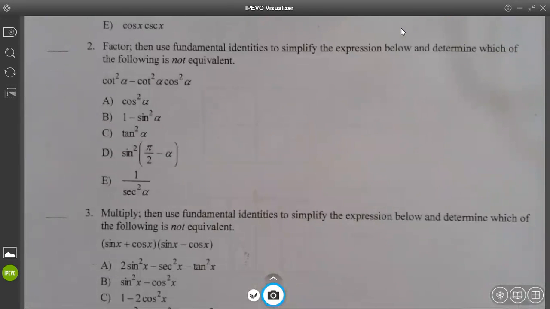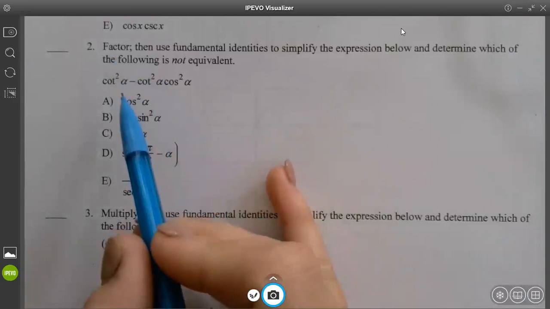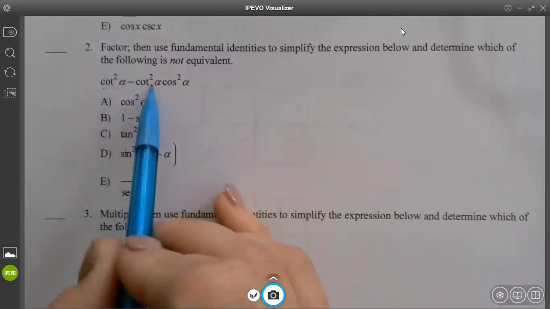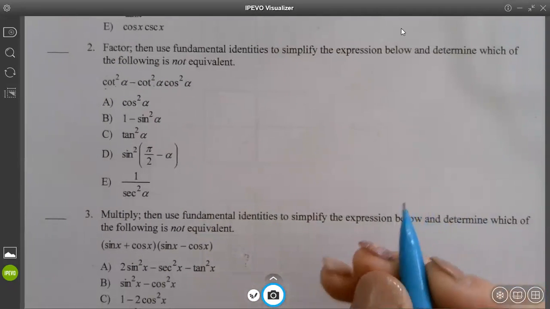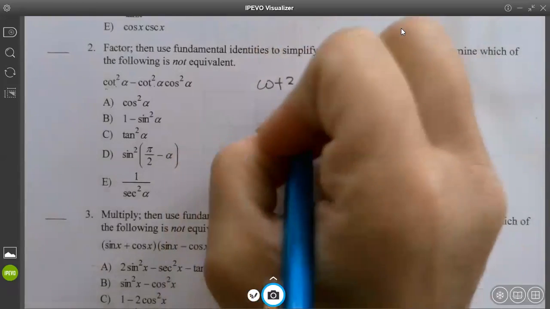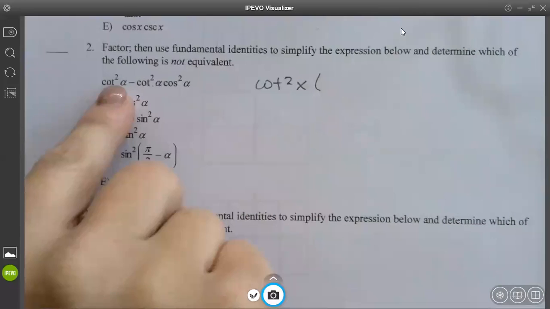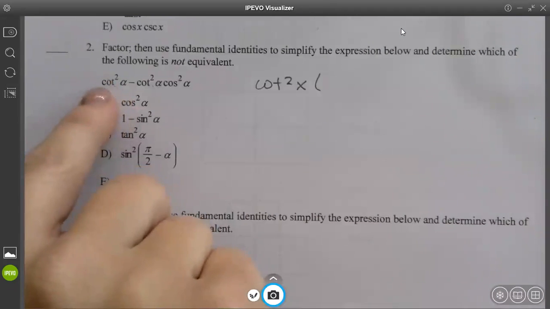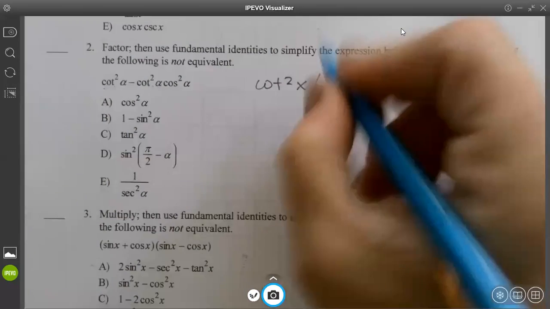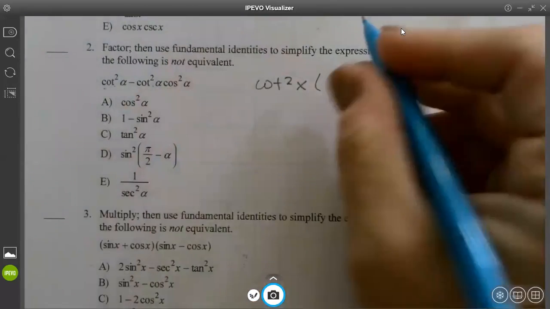Number 2. What does it say? Is it not the same problem? It is, right? So same type of problem. But I'm going to work this one out by hand just a little bit, just since it's a bunch of squares. What do you notice about both terms? They both have cotan, and I'm going to change it to x instead of alpha because I don't like to look at alpha. When I take cotan squared x out, what am I going to get right here? 1. When I take it out of the second part, what am I going to get?